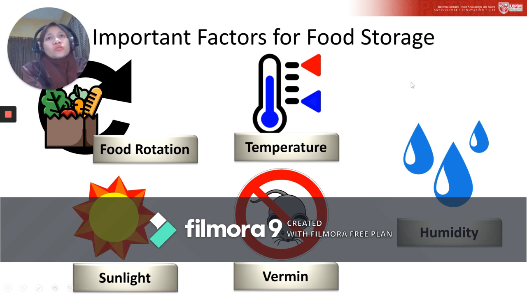There are 5 factors of food storage. First, food rotation. What's important about food rotation is to ensure that we use first the raw material that we receive first, so that we will not waste the product. The product is not rotten, so we use it before the expiry date. So it's very important for us to label all the food, so that we can identify which raw material needs to be processed first. We call this practice FIFO, first in, first out.